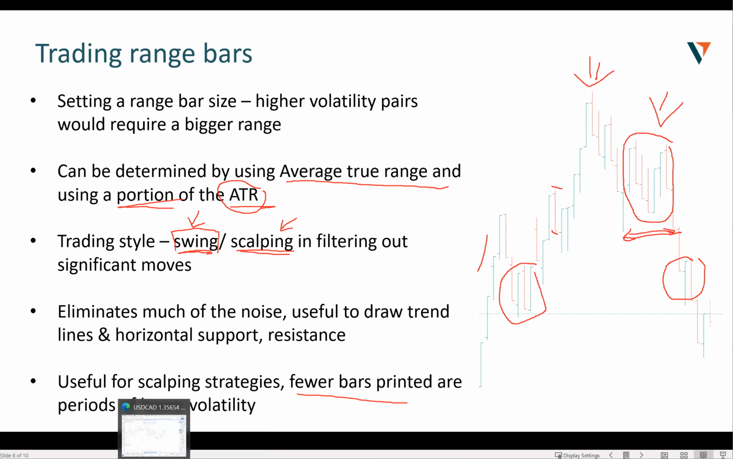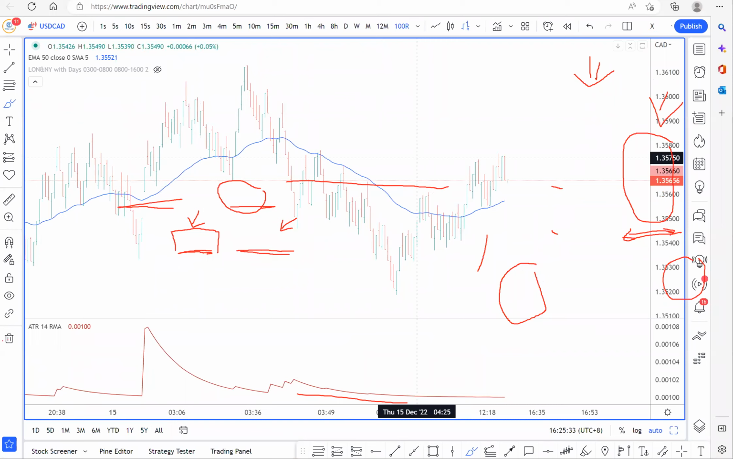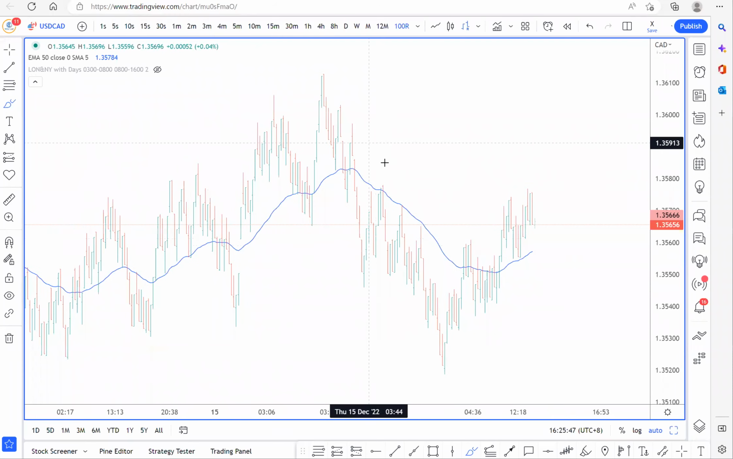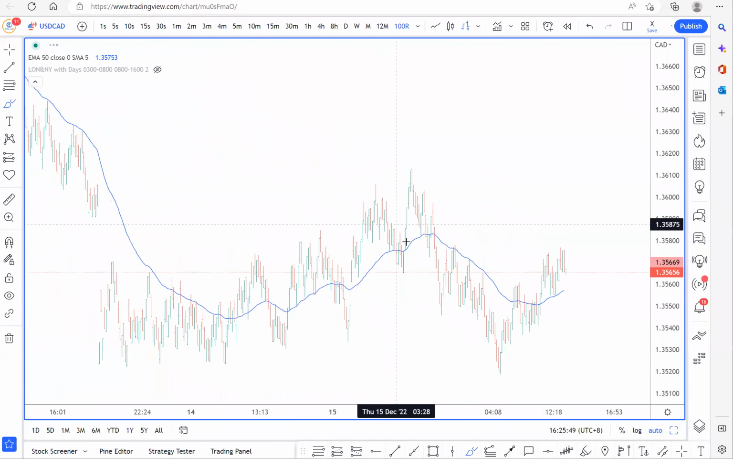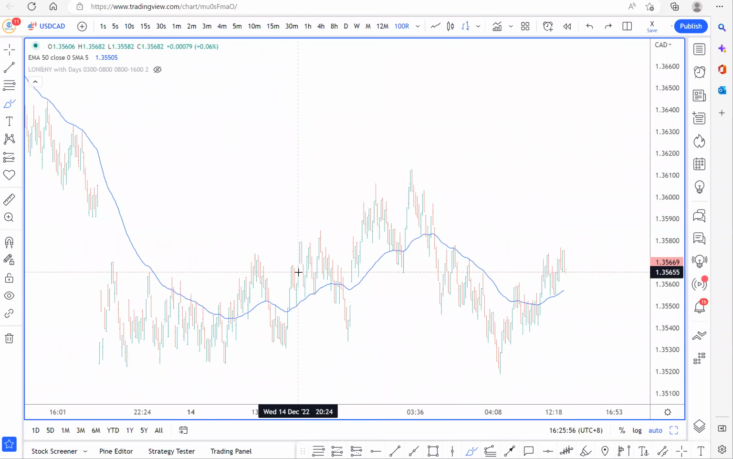So I'll take a look at the same example that we have here. Let me just remove all these drawings. Okay, so take a look at this example on $CAD. So this is a 10 pips range. Let me just remove the ATR as well. So one way you can use this is to take a look at the price range. So this would combine support and resistance concepts.